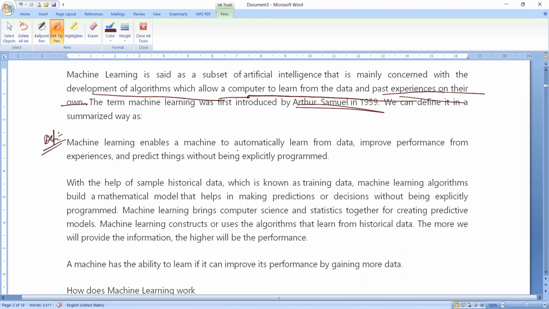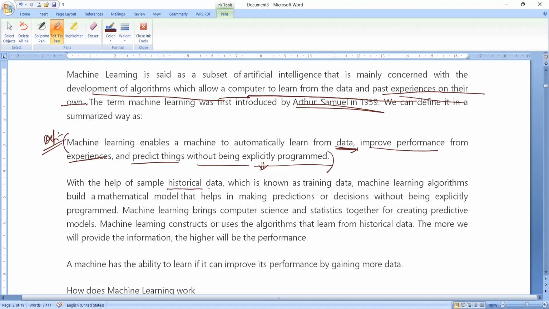Machine learning enables a machine to automatically learn from data, improve performance from experiences, and predict things without being explicitly programmed. So we don't give any explicit programs to the machine so that it can learn. Whatever data we provide to the machine learning system, it draws some conclusions from that data, improves performance from past experiences, and predicts things without being explicitly programmed. This is the basic definition of machine learning.